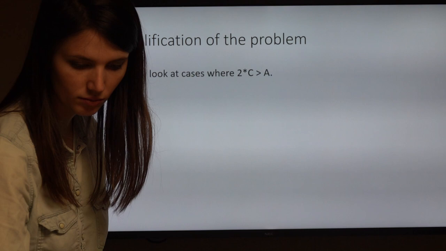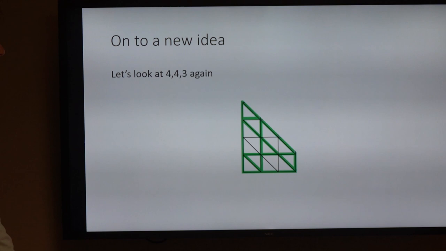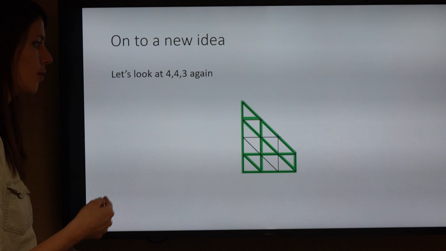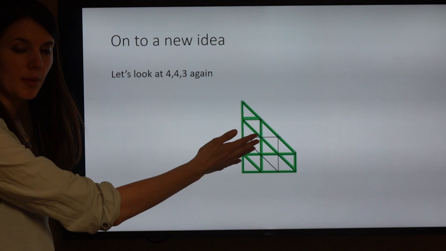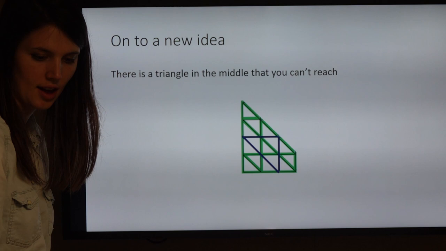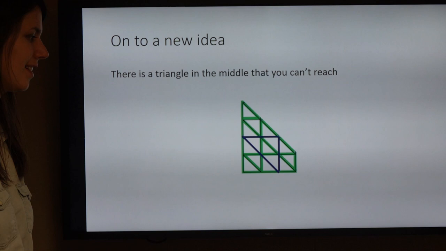Let's go on to a new idea by looking at the reduced version of 30, 23, 10. So 4, 4, 3 again. We have this problem, these jugs, 4, 4, and 3. And you can see it's not possible because there's an area we can't hit. It turns out that area is a triangle shape, which actually is significant. And that's not surprising. It makes sense that you wouldn't be able to measure 2 with 4 and 3.